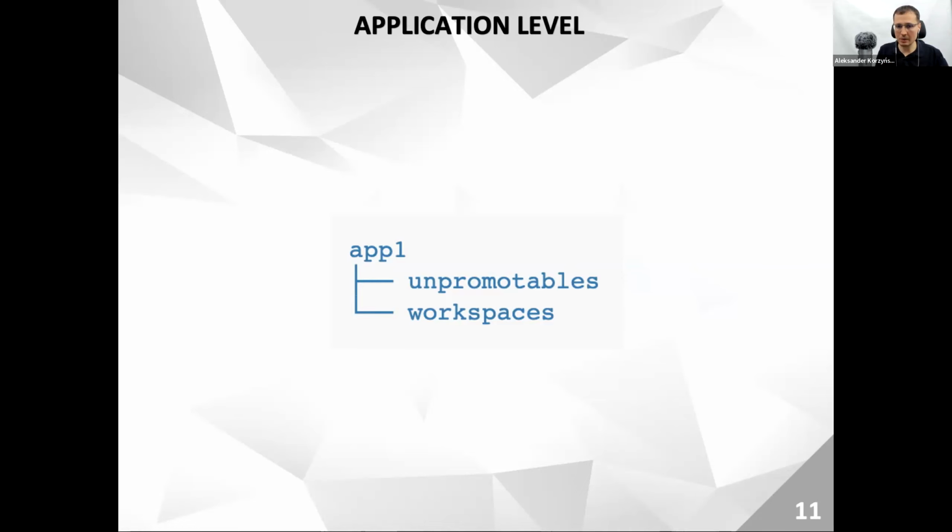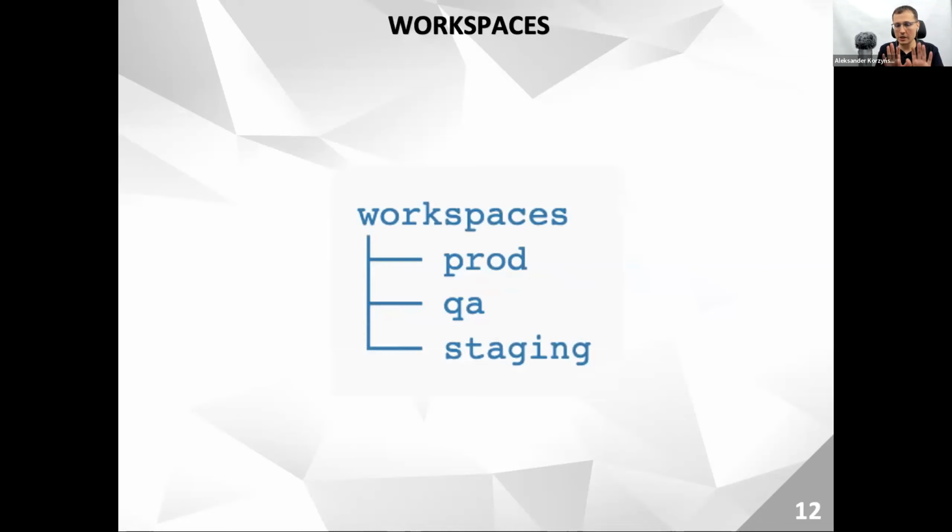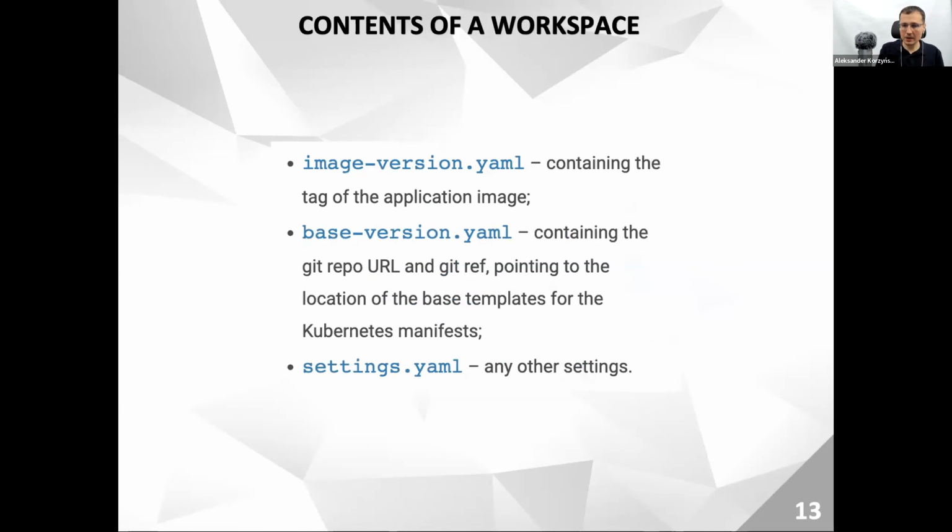So I'll start with workspaces, because that's where a developer normally starts. And I have these different environments here: prod, QA, staging, right? This is fairly standard, as expected. Now, what do I have inside? There are a couple of ideas here. First, I have multiple files.